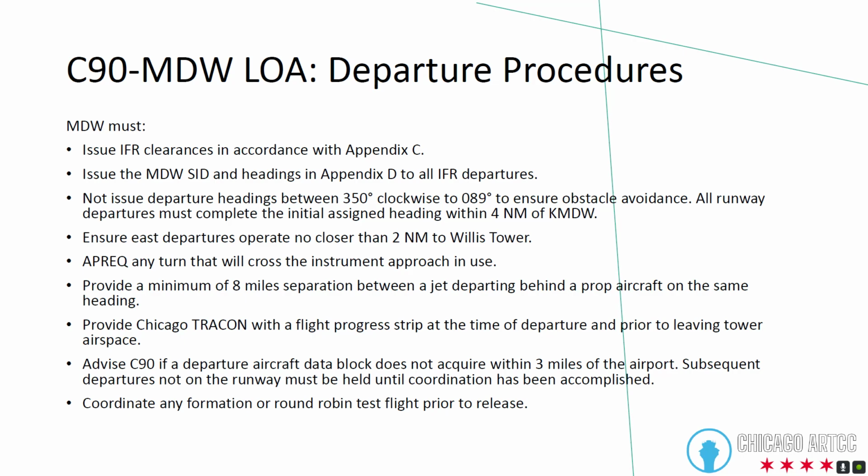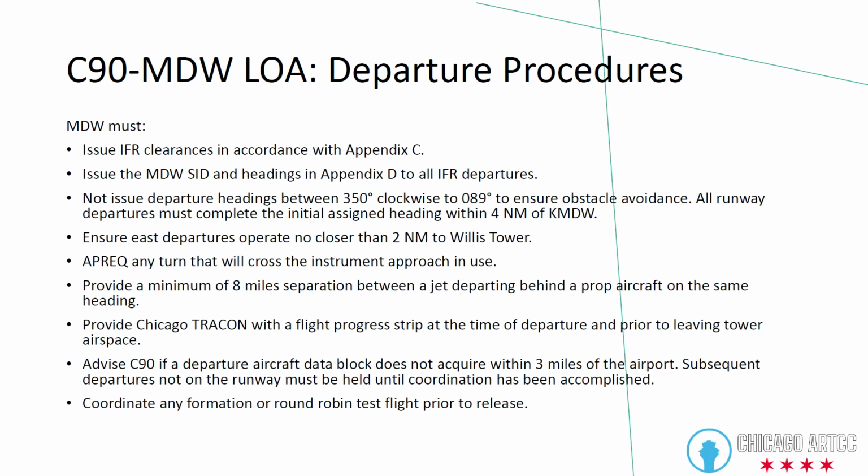The 350 around to 089 is going to be to the north and northwest for the Bravo and O'Hare. Around clockwise to 089 is going to be for downtown. Obviously, there are buildings there. Ensure east departures operate no closer than 2 nautical miles to Willis Tower. Sort of goes hand in hand with the statement we just read above. Approach any turn that will cross limits and approach in use. Provide a minimum of 8 miles separation between a jet departing behind a prop aircraft on the same heading, and this will happen to you often. Going west or going south, a lot of those headings are the same. We do have a little bit of a divergence that we can give going east, you'll see.